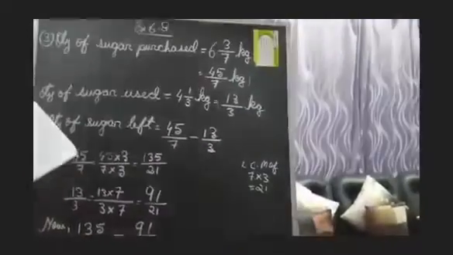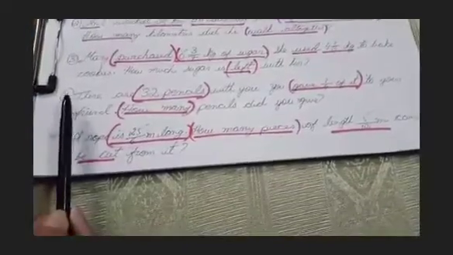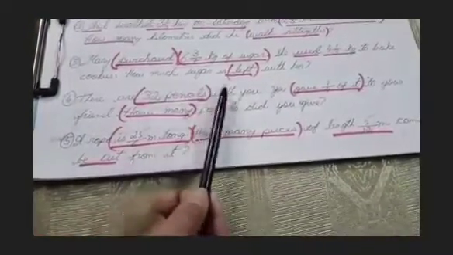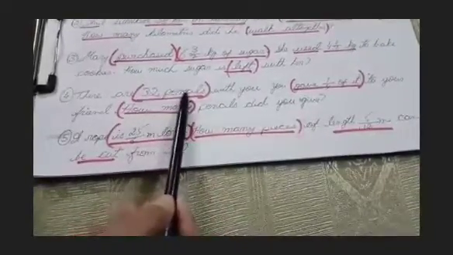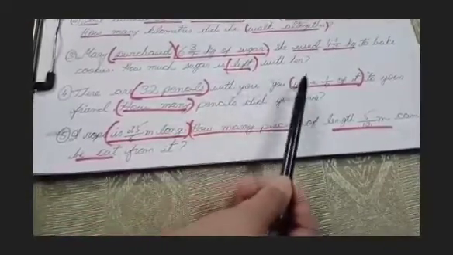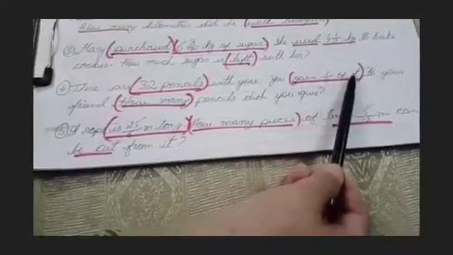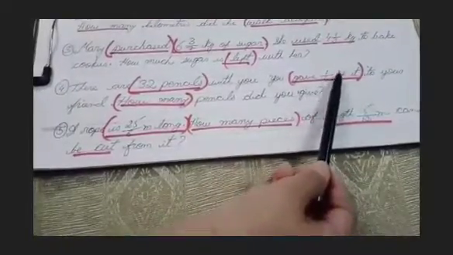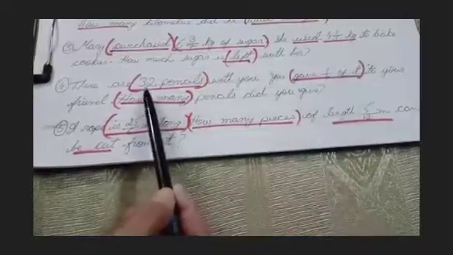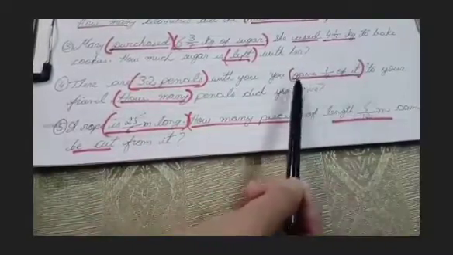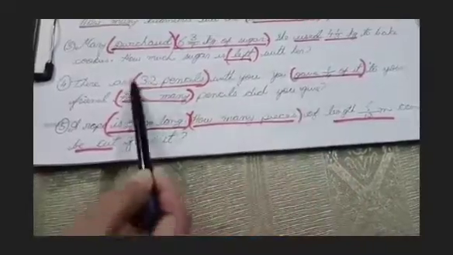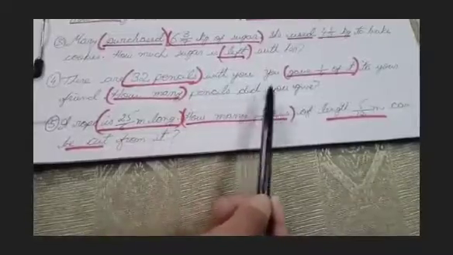Now question number 4. There are 32 pencils with you, so the total number of pencils is 32. You gave 1/4 of it. 1/4 of it means of this total number of pencils. So how much did you give to your friend? 1/4 of 32. How many pencils did you give?